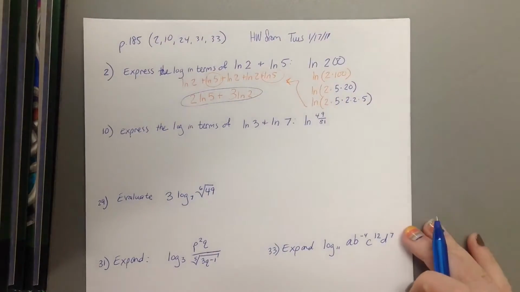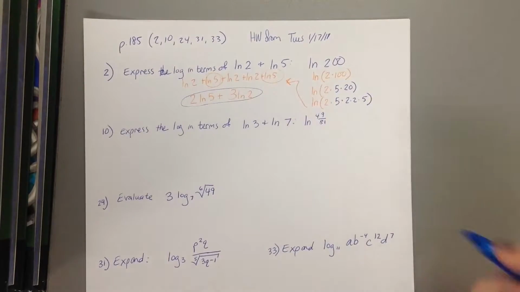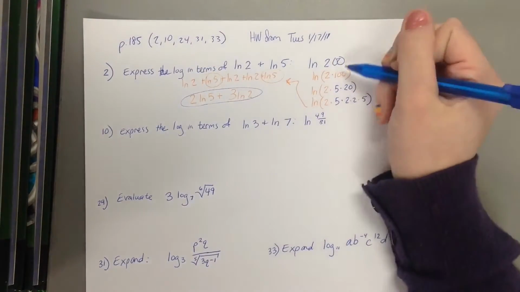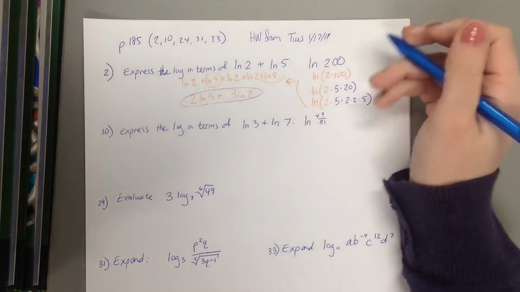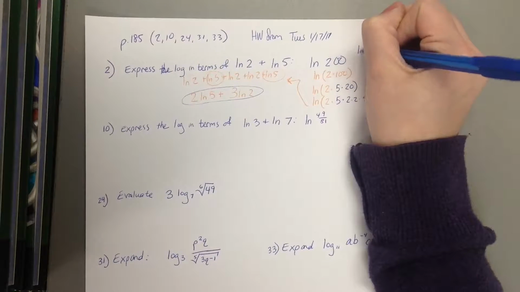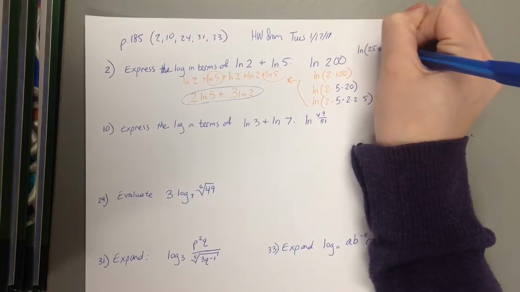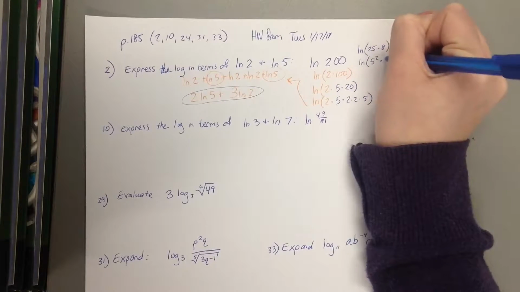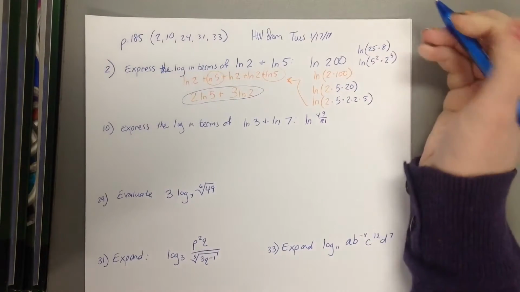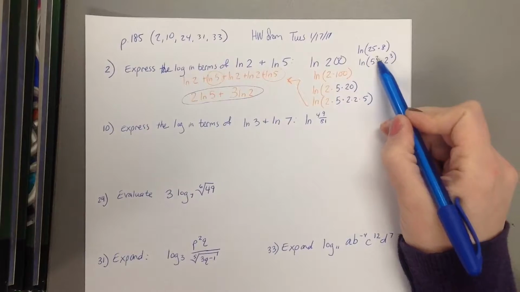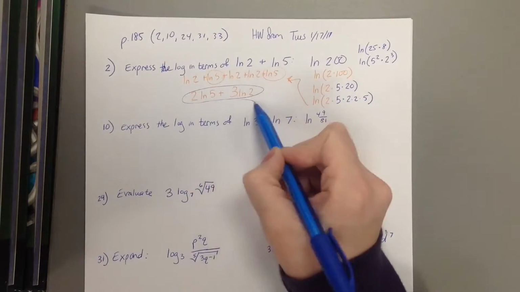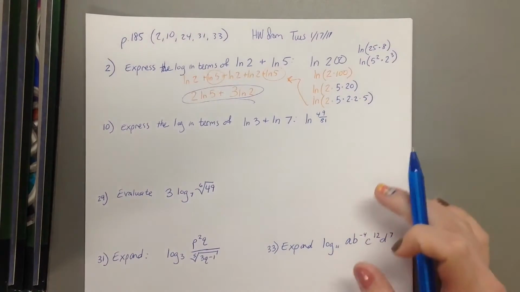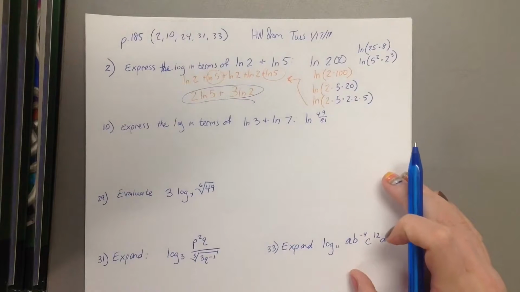So take a look at that. That's not the only way to do that problem. If you maybe by chance knew that when you divide 200 by 25, you get 8, we know that that is 5 squared and 2 to the third power. Break that up with addition, take my exponents in front, and you get this same answer. So that's your first question. And then number 10 is very similar.